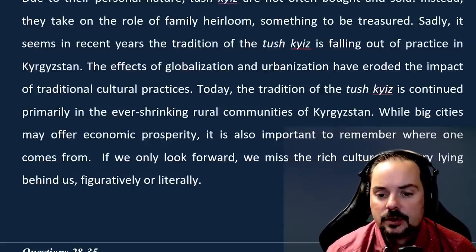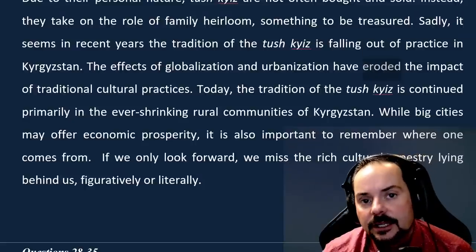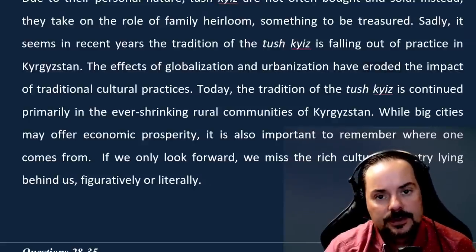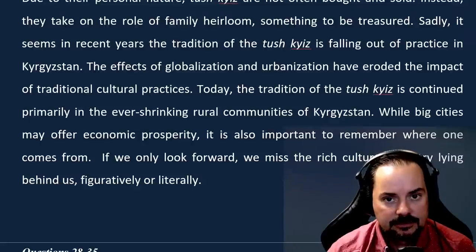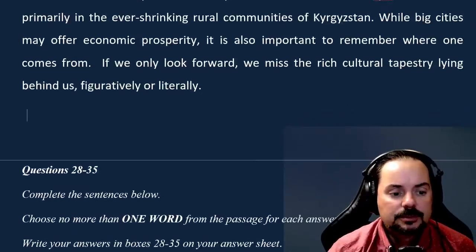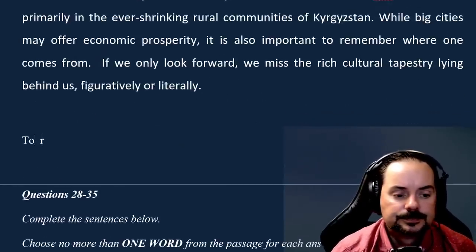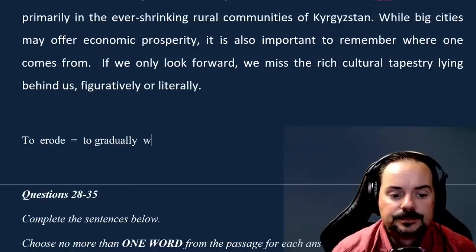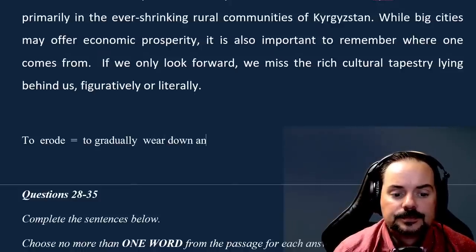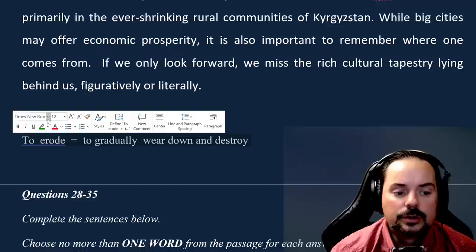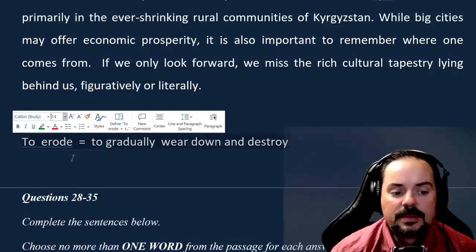Yeah, and you're absolutely right. So in this case, eroded kind of means destroyed or damaged. It's not the exact meaning of eroded, and when you have the chance, you should always look up the meaning so you can understand it better. In this case, I'm here so I can help you with it. To erode means to gradually wear down and destroy.